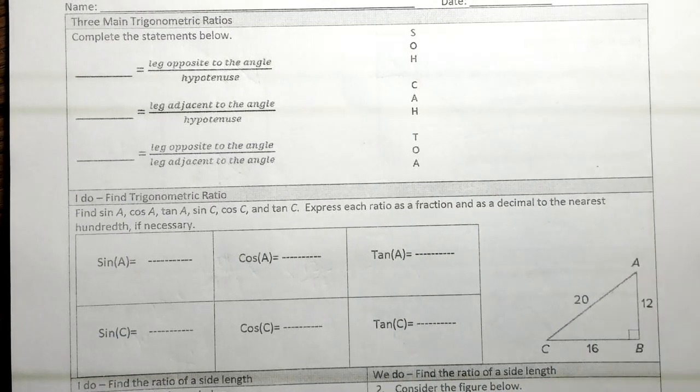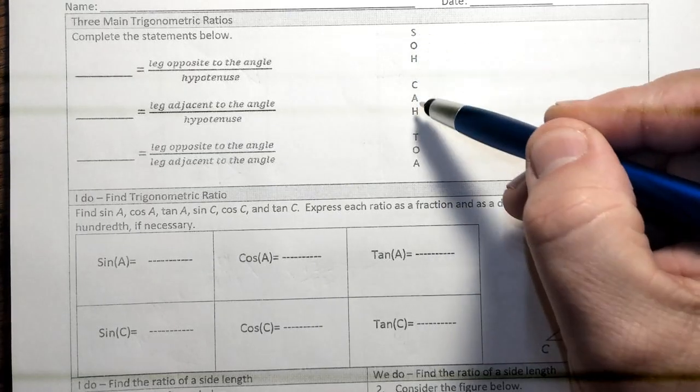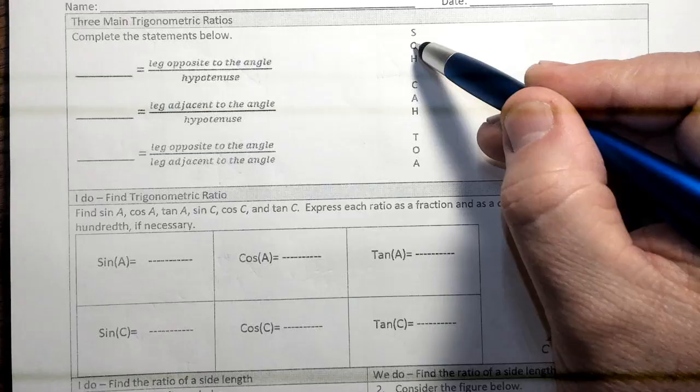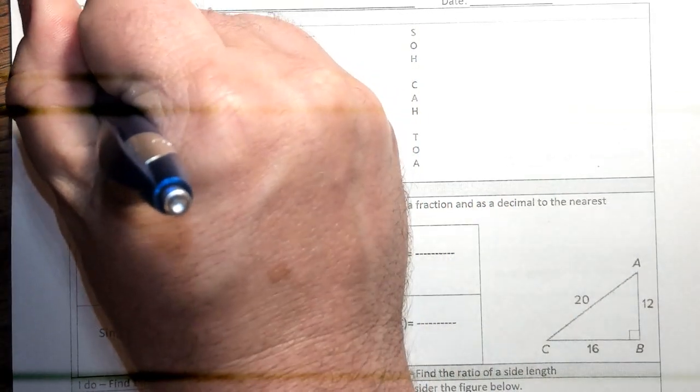Okay, top of page 5. Let's talk about SOHCAHTOA. So, 3 main trigonometric ratios. Complete the statements. Over here we have these letters, SOHCAHTOA. This tells us that sine is the opposite over hypotenuse. Opposite over hypotenuse is sine.